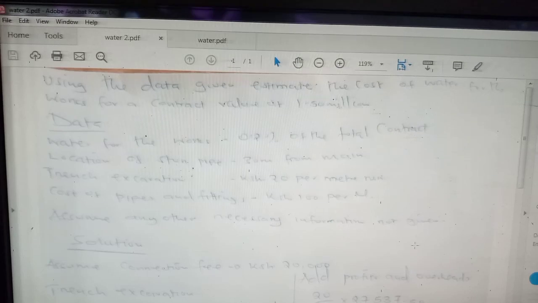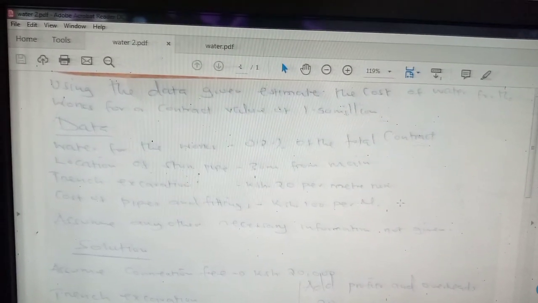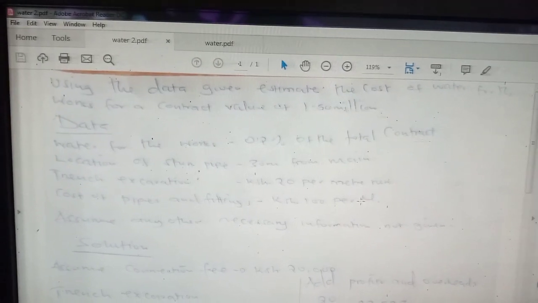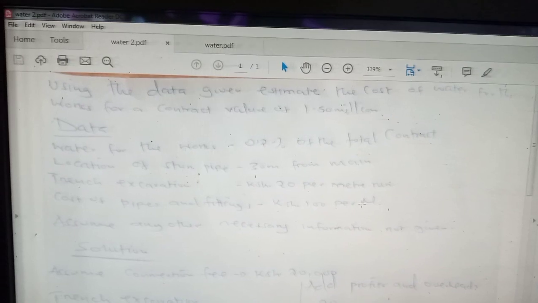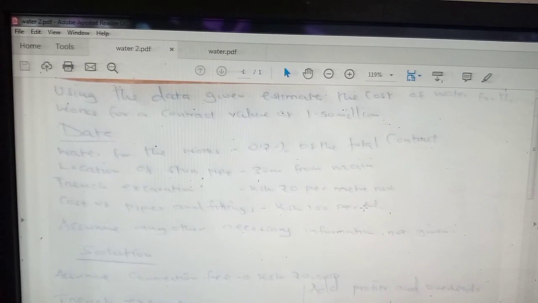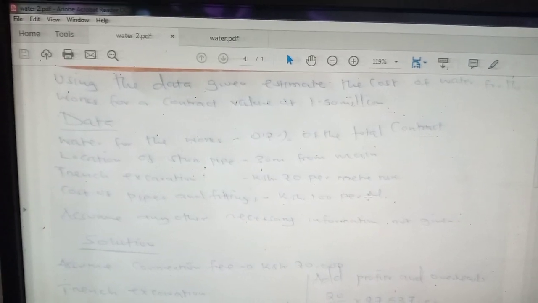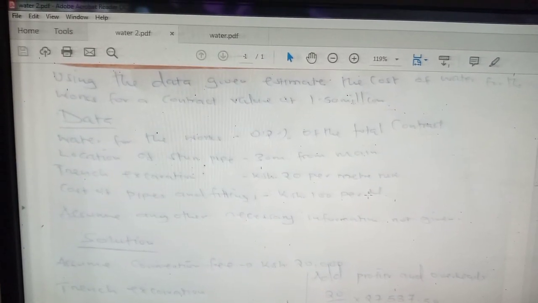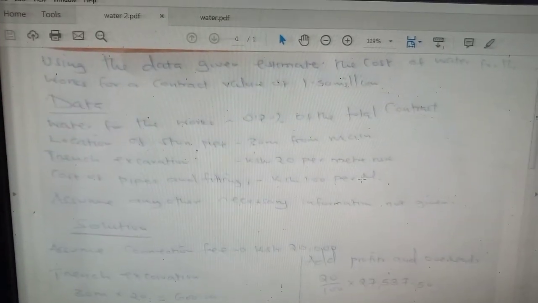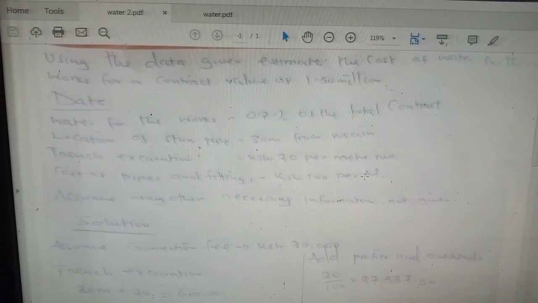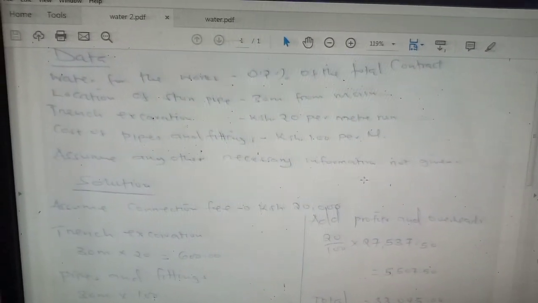So our question for today was involving the cost of water. The data that we are given is: water for the works is 0.2% of the total contract, location of standpipe is 30 meters from the main, trench excavation is 20 shillings per meter run, cost of pipe and fittings is 100 shillings per meter. Assume any other necessary information not given.